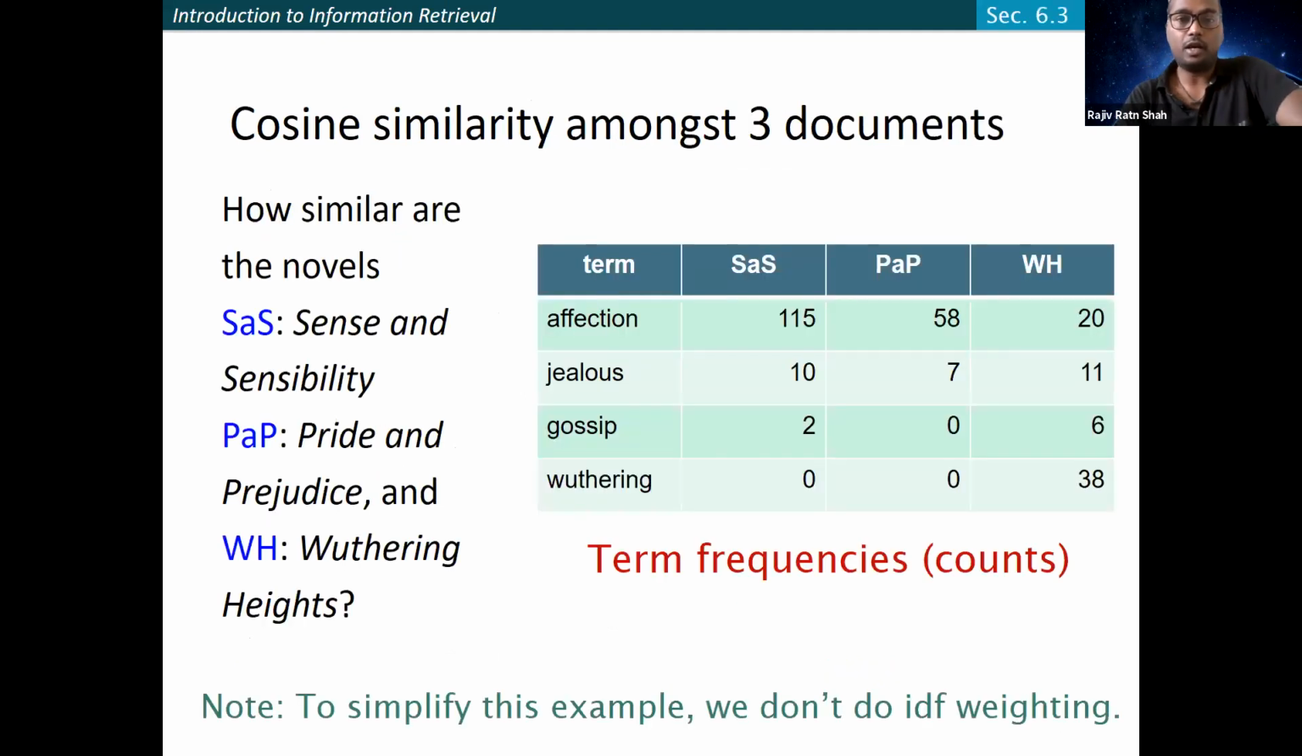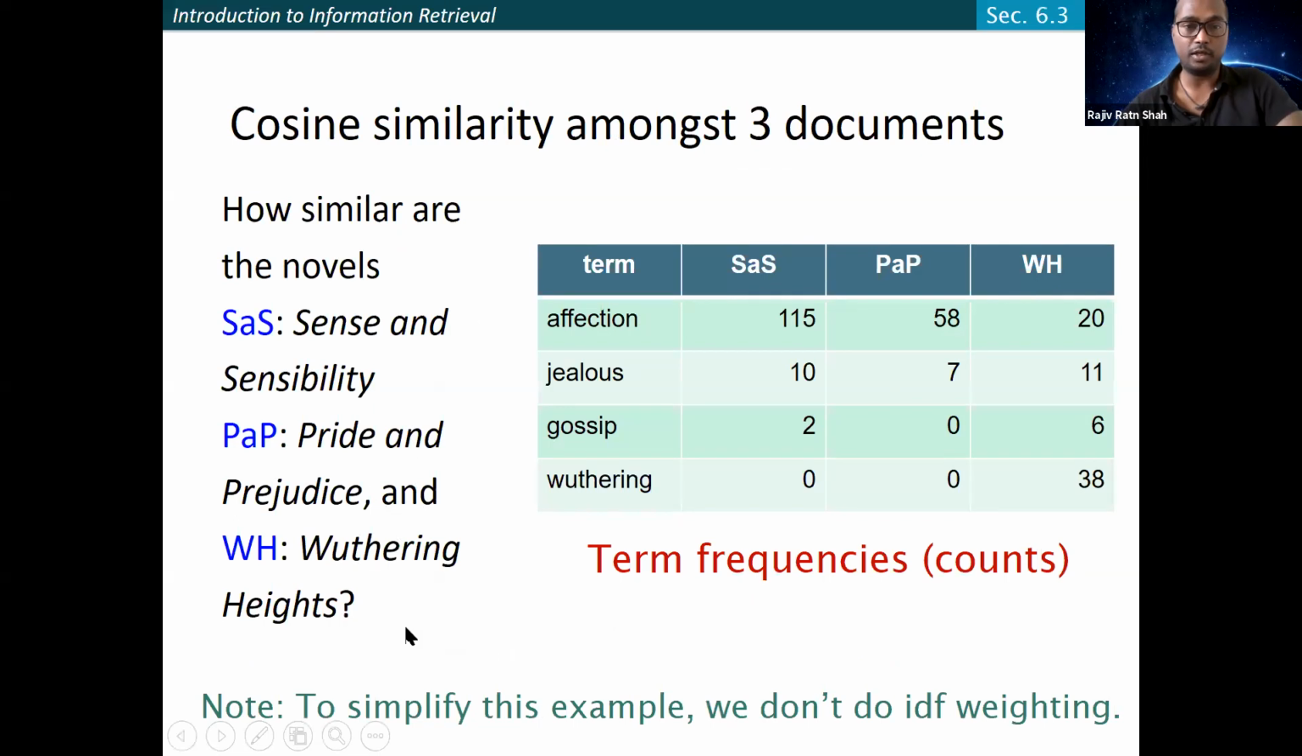So let's see how we can compute the cosine similarity. For example, you have the 3 documents here. SAS is Sense and Sensibility. I don't know if you have read that. Then Pride and Prejudice, so that is the second novel document that you have.